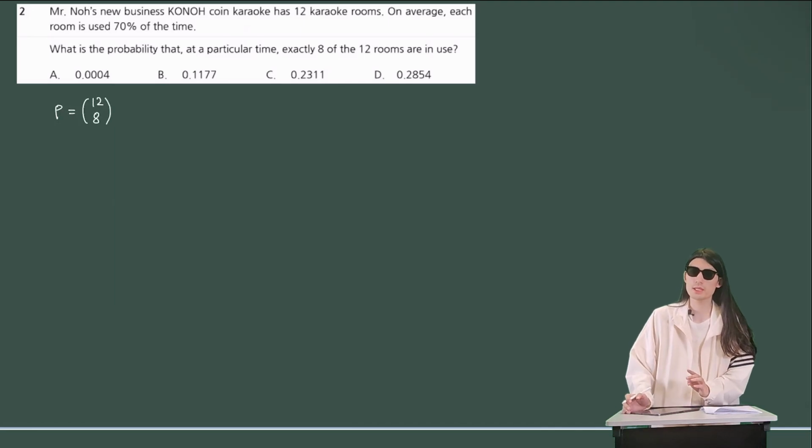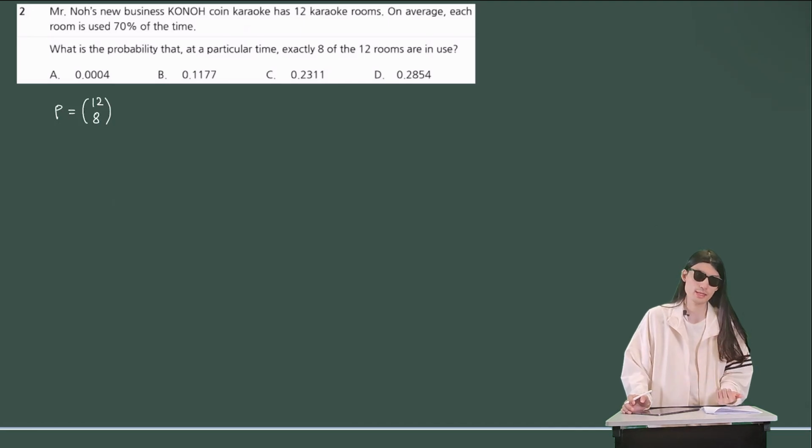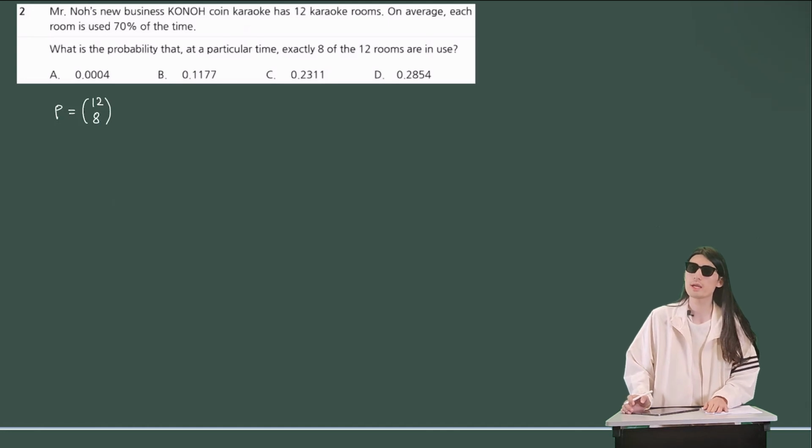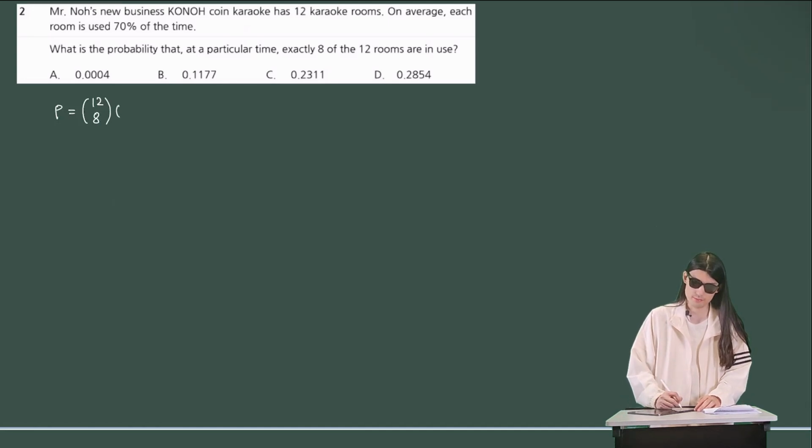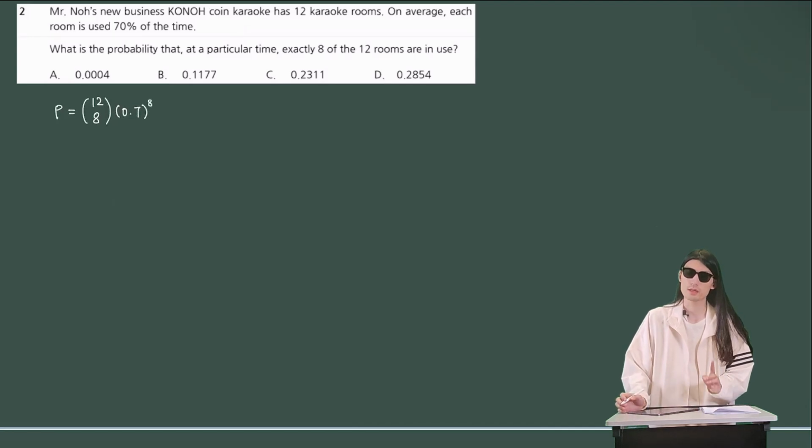12C8 is the number of combinations of 8 out of the 12 rooms that could be in use. It could be the first 8 rooms, it could be the last 8 rooms. It represents the number of different combinations of 8 out of the 12 rooms that could be in use at this particular time. Multiplied by 0.7 raised to the power of 8, because the probability that each room is in use is 70%, and here 8 of them are in use.